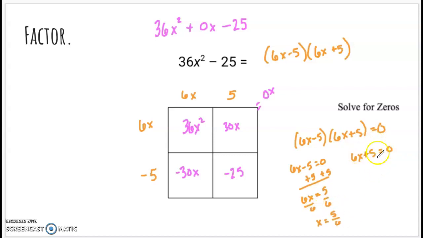And then I'm going to do the same thing over here to this factor. So I'm going to subtract 5 from both sides. 6x equals negative 5. I'm going to divide by 6 on both sides of my equal sign. So x equals negative 5 over 6. So 5 over 6 and negative 5 over 6 would be my zeros for this problem.